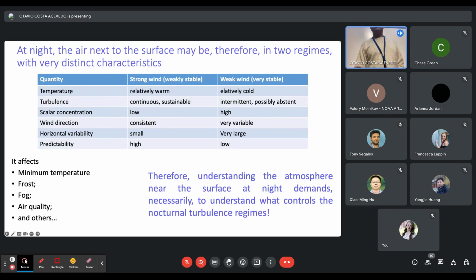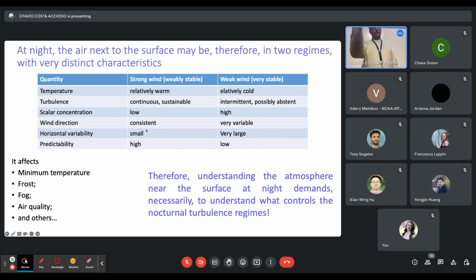What happens with different variables? The temperature in the weakly stable regime is warmer, and in the very stable regime it is colder because of not enough mixing. Turbulence is continuous and sustainable, a word people use to refer to turbulence in the weakly stable regime. It means the mechanisms that generate turbulence are continuous through the night. In the weak wind regime, it's typically intermittent, possibly absent. It's never absolutely absent; there's always some degree of turbulent mixing, but for all practical purposes, in some dark conditions, you can say it's absent. Scalar concentration is low in the strong wind regime because it's mixed, and high in the weak wind regime.